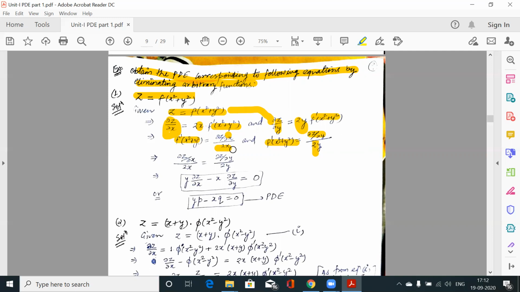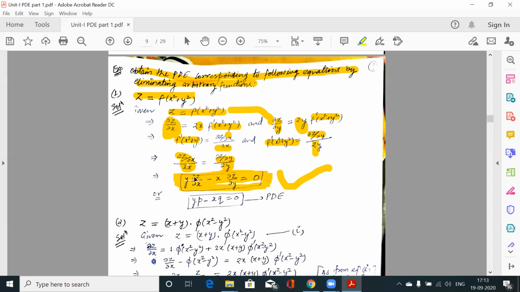If this is the f dash value and this is the f dash value, then both must be equal. So del z over del x by 2x is equal to del z over del y by 2y. If we simplify this, we will get y del z over del x minus x del z over del y is equal to 0. And this is our required PDE. This is an equation which includes derivatives and which is free from the arbitrary function f. So this is our answer.